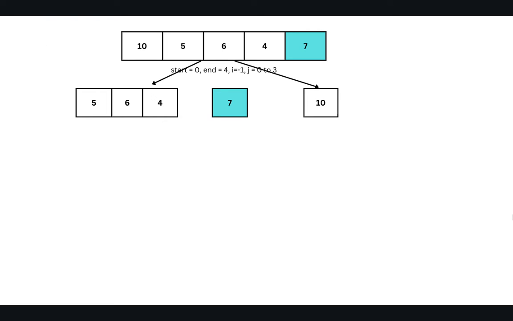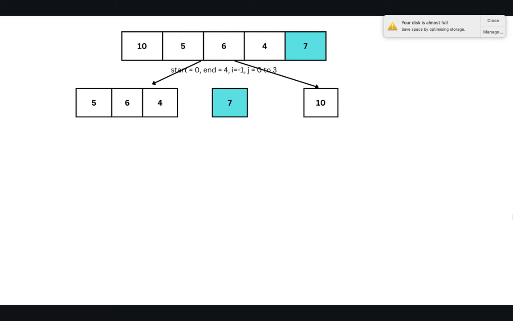Let's see this with an example. Let's say this is an array: 10, 5, 6, 4 and 7. We start with 7 as the pivot element. The input to the partition function would be start as 0 and end as 4. We initialize i as minus 1 and loop from index 0 to 3. First we compare 10 with 7. Is 10 less than 7? No. Then we compare 5 with 7. Yes, it is less. And i was minus 1, so we increment it and swap array[i] and array[j], which means array[0] and array[1]. So 5 and 10 are swapped.